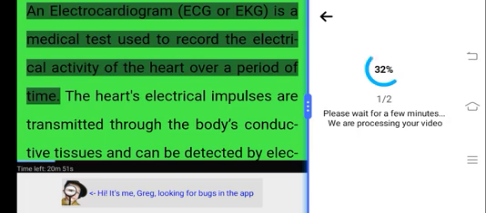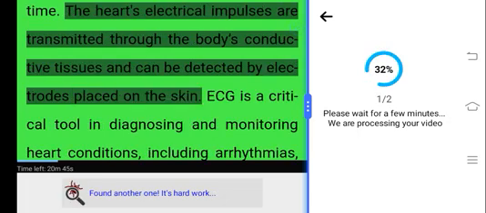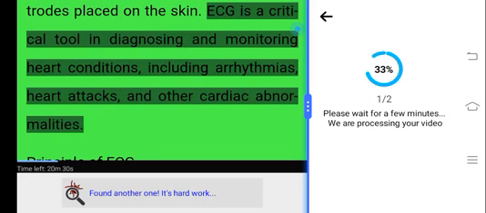An electrocardiogram, ECG or EKG, is a medical test used to record the electrical activity of the heart over a period of time. The heart's electrical impulses are transmitted through the body's conductive tissues and can be detected by electrodes placed on the skin. ECG is a critical tool in diagnosing and monitoring heart conditions, including arrhythmias, heart attacks, and other cardiac abnormalities. Principle of ECG.